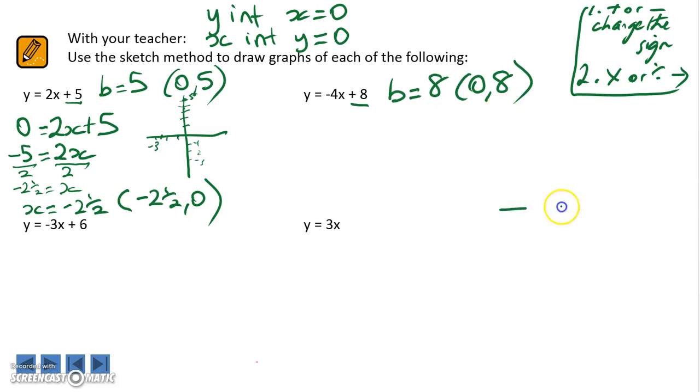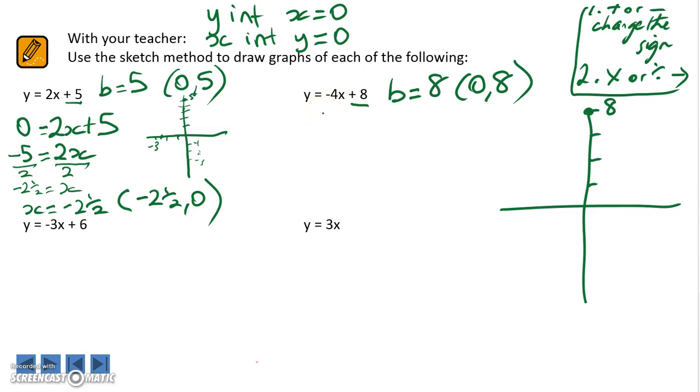So we know that it crosses 2, 4, 6, 8. We know it's going to cross there. It says minus 4x, so I'm imagining that it's going to slope down like that.